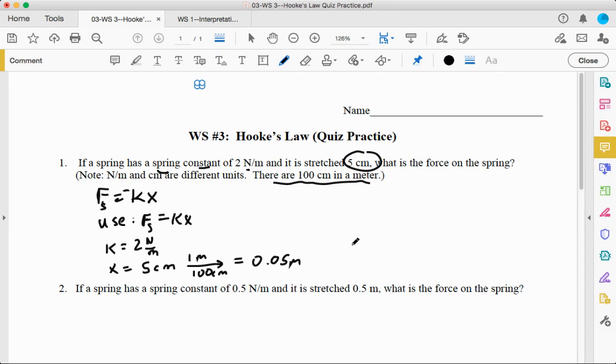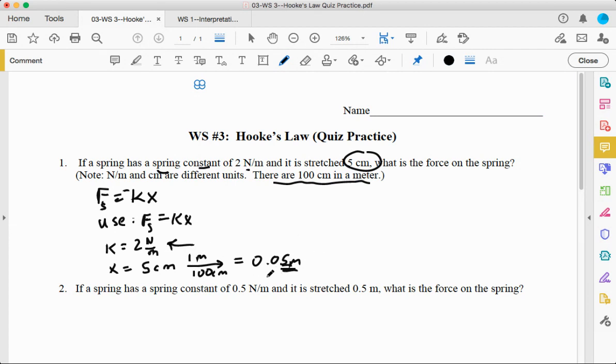And I told you when you did the lab, and I mentioned it in the lab handout that was posted in the assignment for online people, we have to do distances for the spring stretch in meters because the K spring constant is in terms of meters.